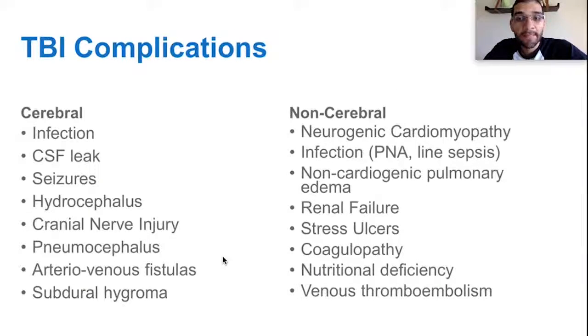into the actual brain. An arteriovenous fistula is when some sort of knife or bullet for some reason passed by one of the cerebral sinuses and near an artery, you might have now a connection between the two, or a subdural hygroma. So you might say, what is a subdural hygroma? A hygroma is basically a subdural body of CSF. Then you can have non-cerebral complications.